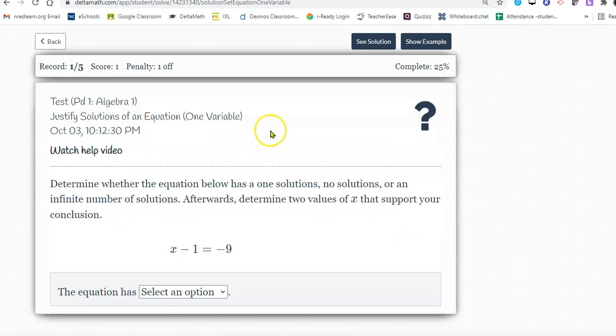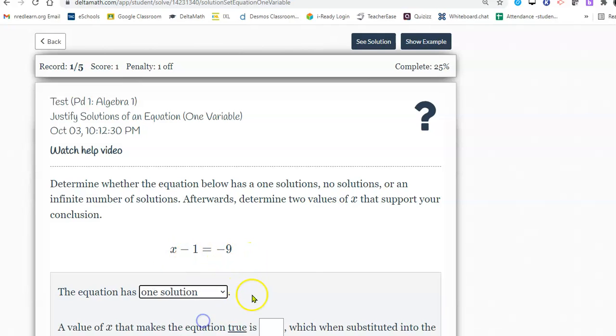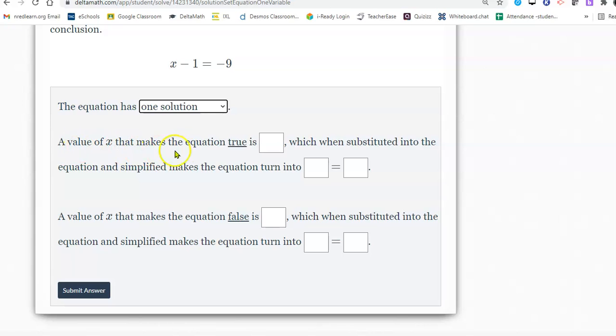Let's take a look at another one. x minus 1 equals negative 9. So I'm going to solve this pretty quickly using inverse operations. Plus 1, plus 1, so x equals negative 8. So this has one solution. The value that makes this true is negative 8. I know that because negative 8 minus 1 is negative 9, and the right is also negative 9.